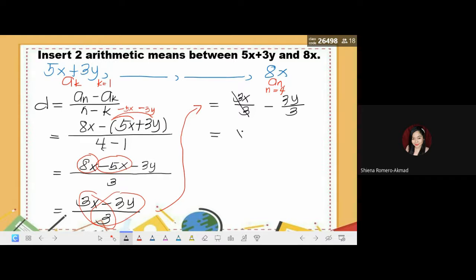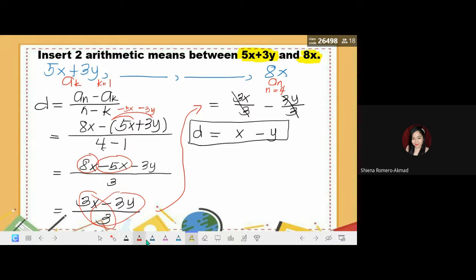3 divided by 3 is 1, or simply x. This is also 1, simply 1. So, our difference is x minus y. Okay? Pareho lang din ang process. Ano lang ang pinagkaiba? Yung mga terms natin dito ay merong variables. Yun lang yung pinagkaiba nun. Unlike dun sa mga naunang examples, yung mga naunang examples natin ay puro constant number lang.